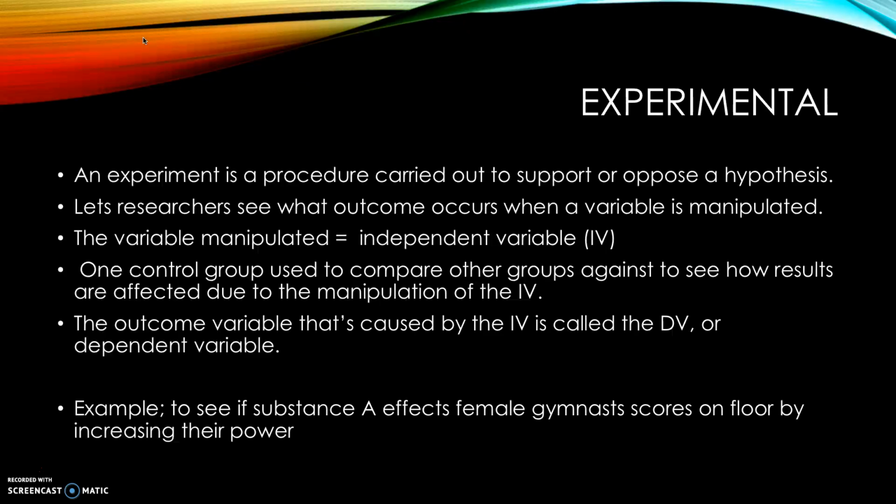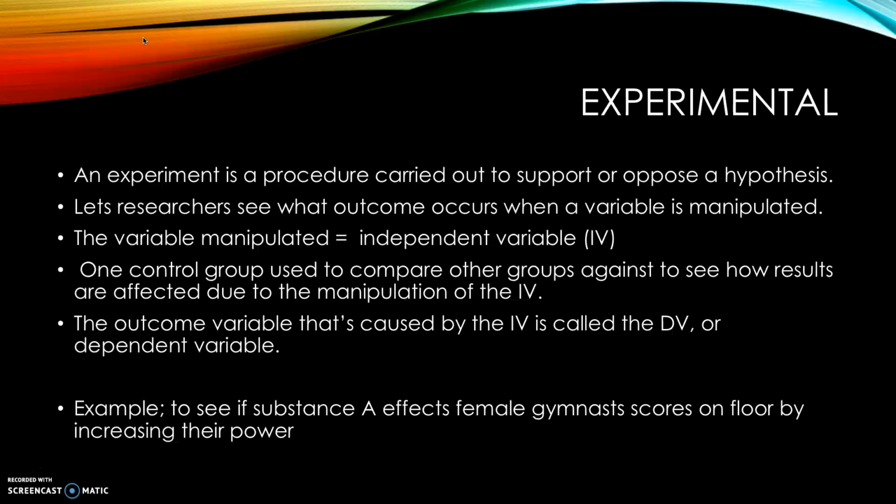This is the final research design discussed in the video, and that is the experimental design. An experiment is a procedure carried out to support or oppose a hypothesis. They give researchers insights as to what outcome occurs when a specific variable is manipulated. The variable manipulated is the independent variable, or the IV, and the rest of them are kept constant, or known as control variables. During the study, there is a control group which acts as a sort of baseline to compare other groups against to see how results are affected due to the manipulation of the IV. The outcome variable that's caused by the IV is called the DV, or dependent variable.